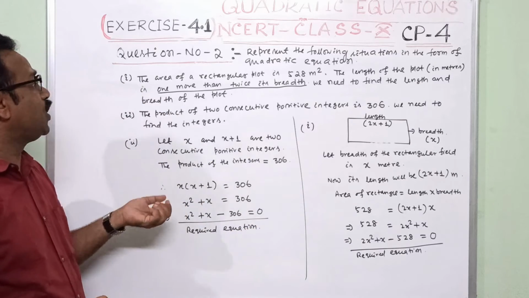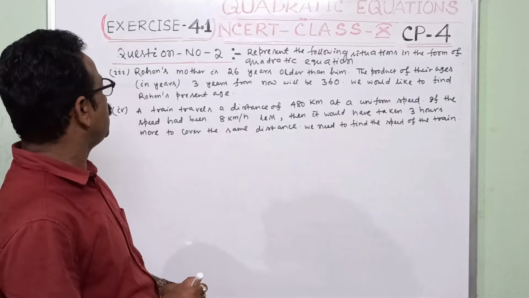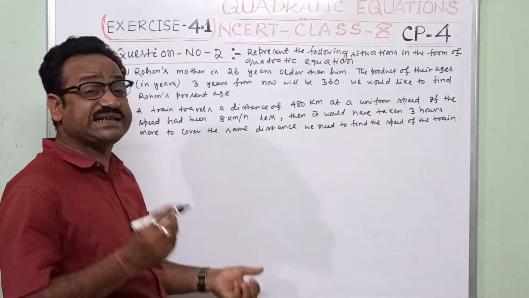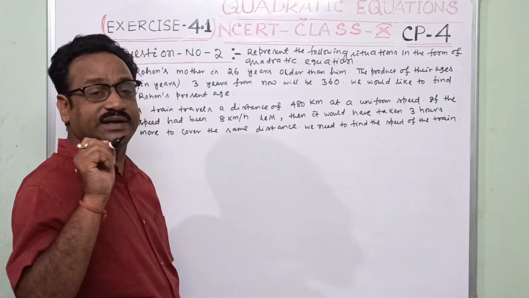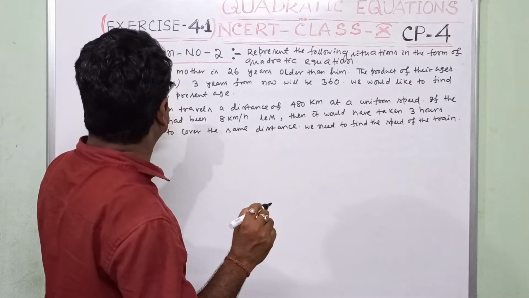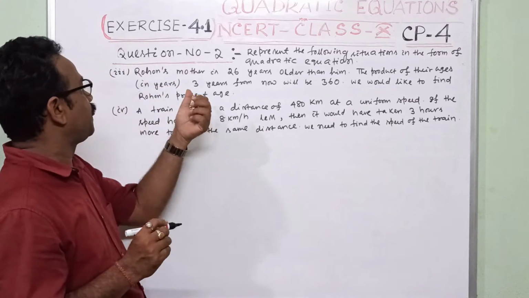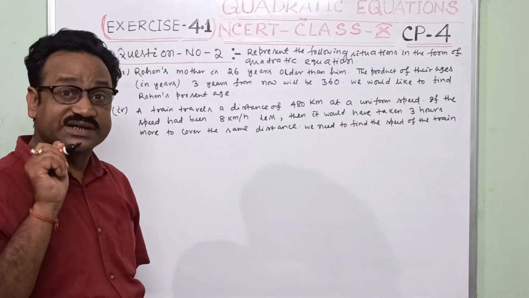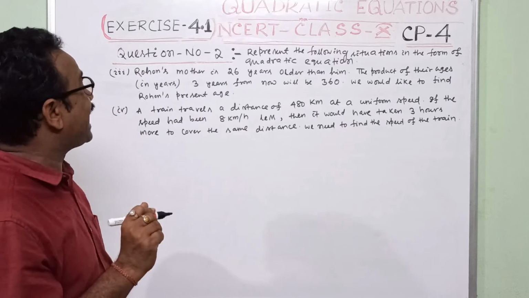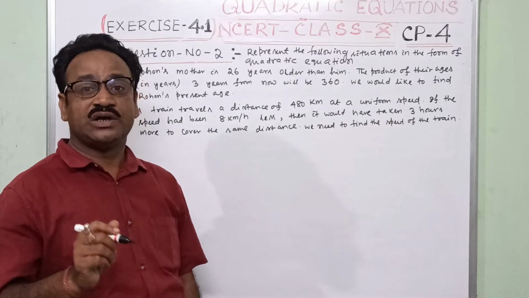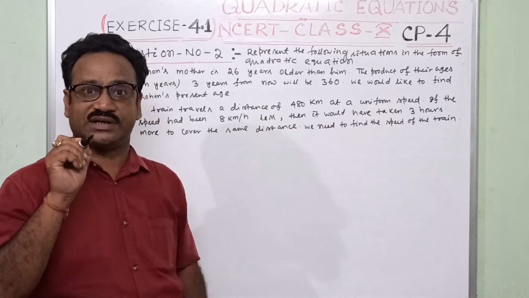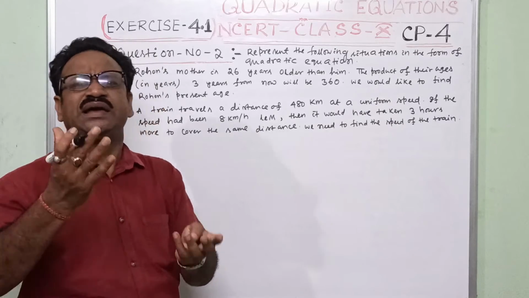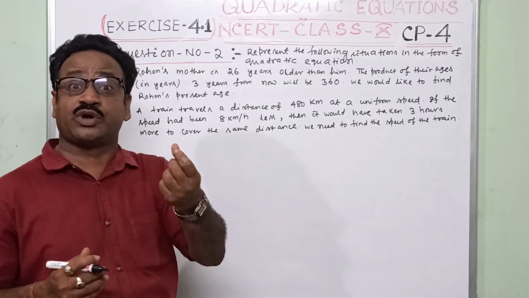Now we will move on to part 3. Rohan's mother is 26 years older than him. The product of their ages in years 3 years from now will be 360. We would like to find Rohan's present age. So first understand the language. Framing the equation is more important. Solving, you can do by any method. So framing the equation is more important.